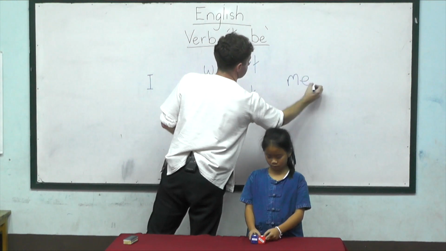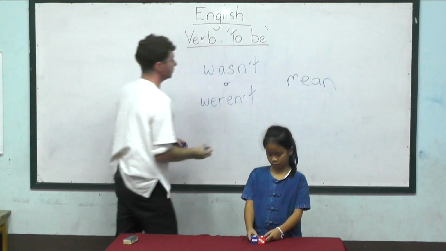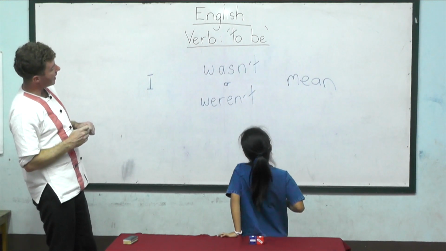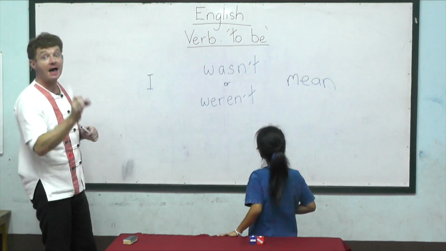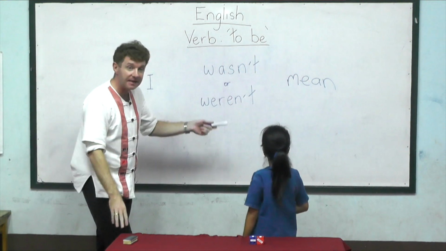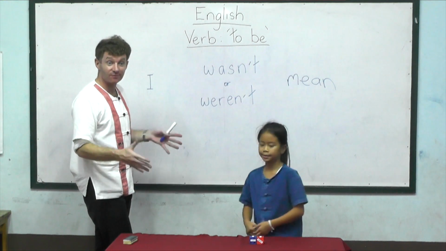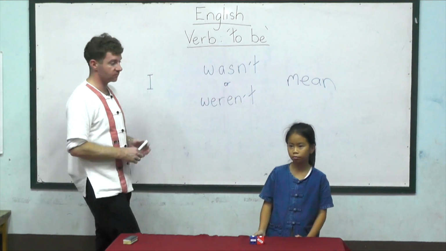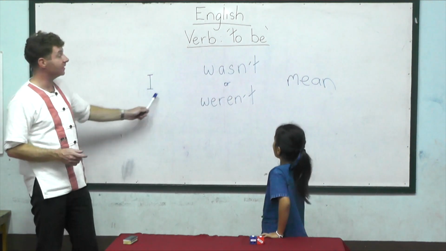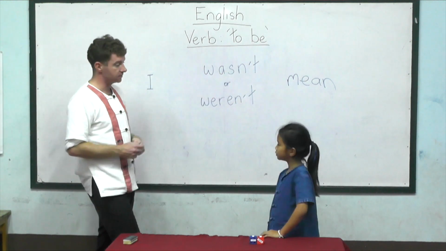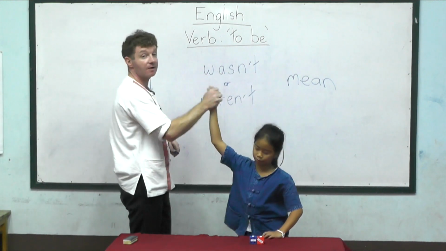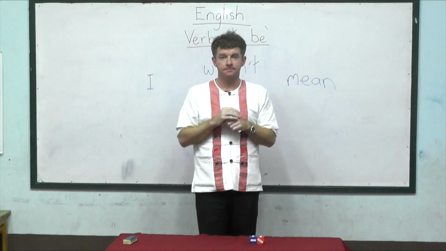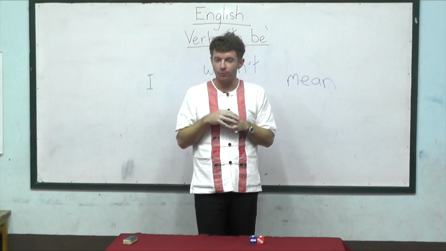So Prel, thinking about the two words you have rolled, how will you complete your sentence? I wasn't mean. Excellent. The correct negative form was not, or as a contraction, wasn't. So one more time. I wasn't mean. Perfect. High five. Big round of applause for Prel. And I think we still have one student left to go.